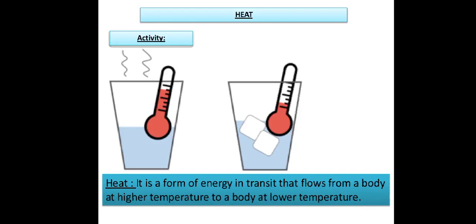In the second case, you observe that the mercury level comes down from its initial level because of the transfer of heat from the mercury, the hotter body, to the water, the colder body. So heat is a form of energy in transit that flows from a body at a higher temperature to a body at a lower temperature.